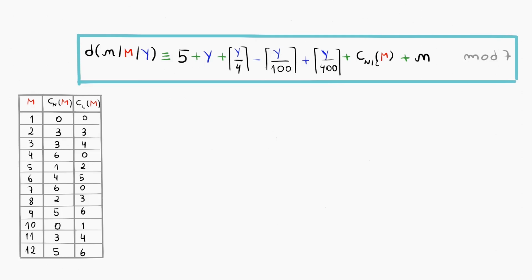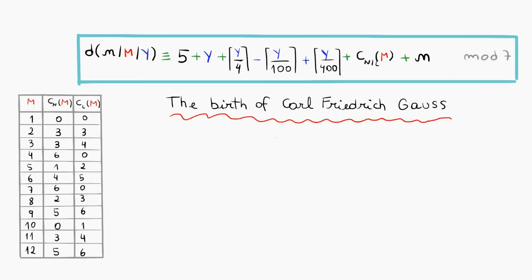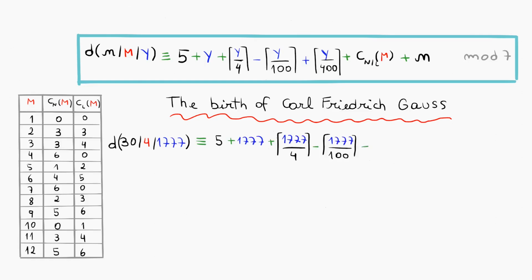Let's apply an example. A very important date in the history of mathematics is the birth of our beloved Carl Friedrich Gauss, considered by many to be the greatest mathematician in history. Gauss was born on April 30th, 1777. We simply substitute the values into the formula.